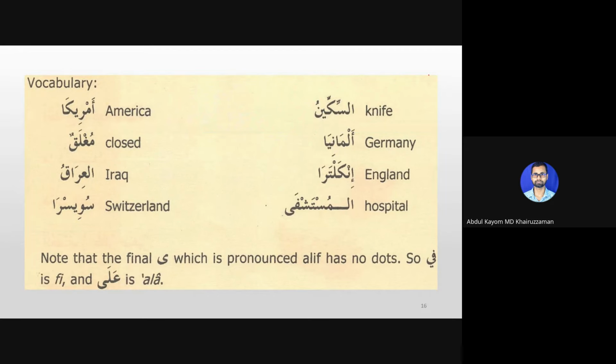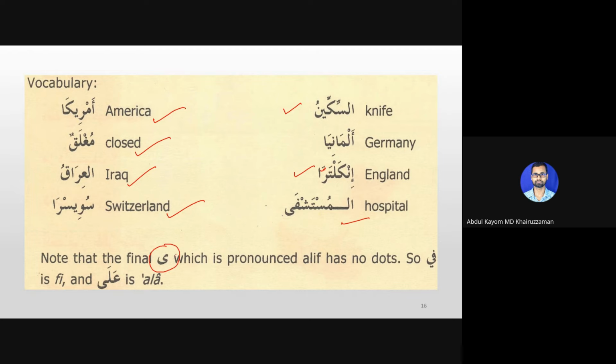Then a few new words we have learned. Asikinu means knife. Almania, Germany. Inkaltarra means England. Al Mustashfa, hospital. America, America. Muglaqun, closed. Al Iraq, Iraq. Suisra means Switzerland.